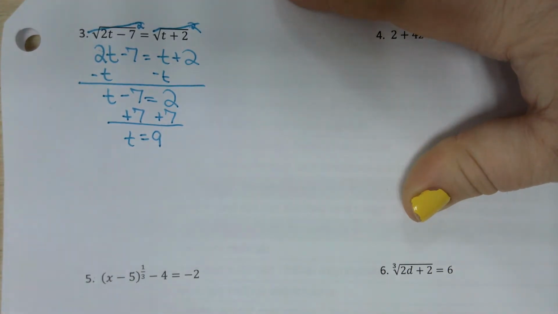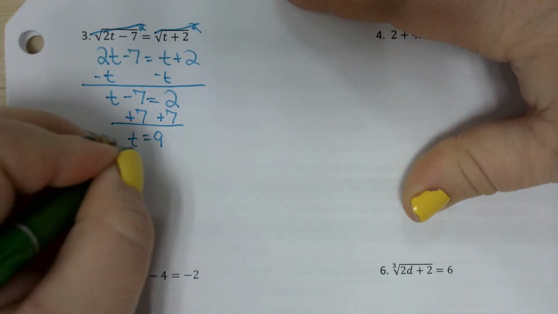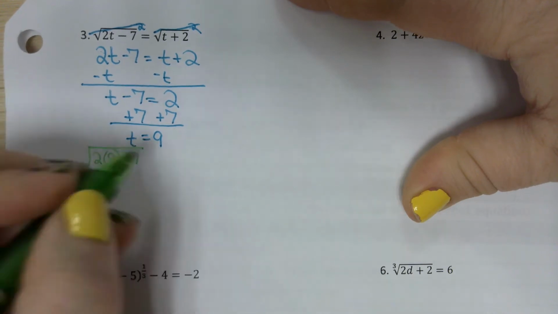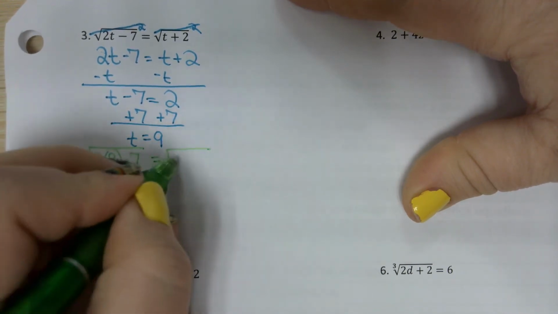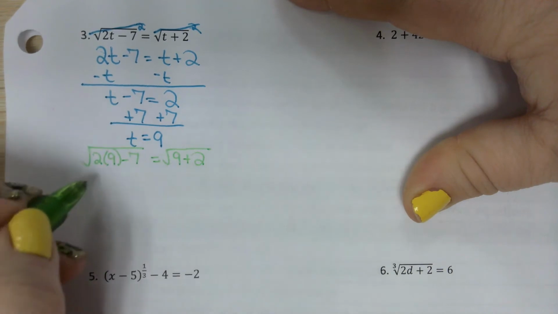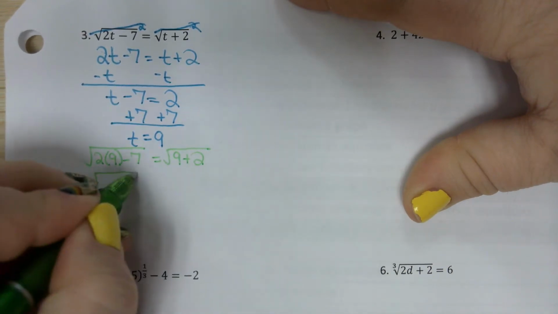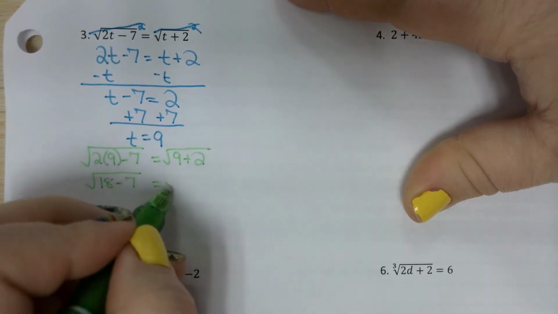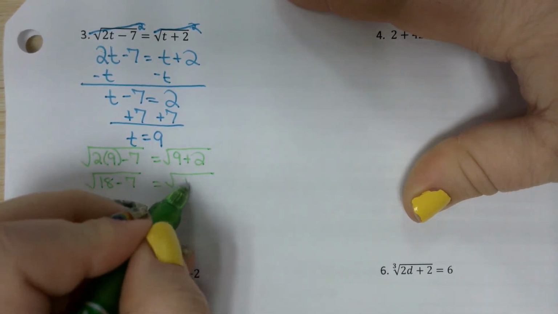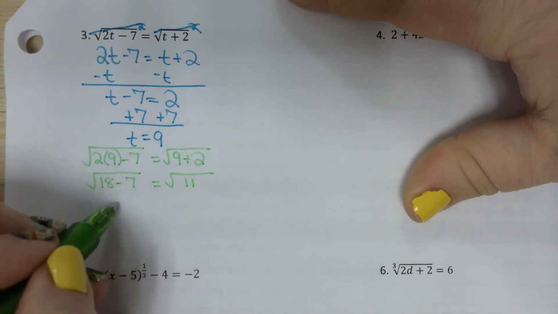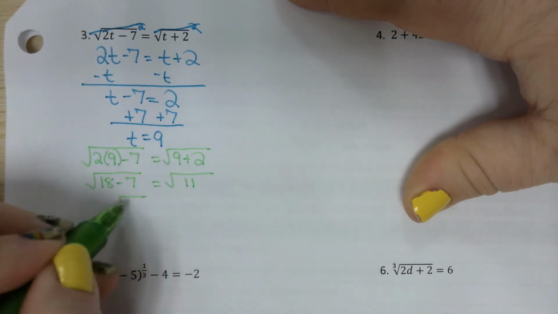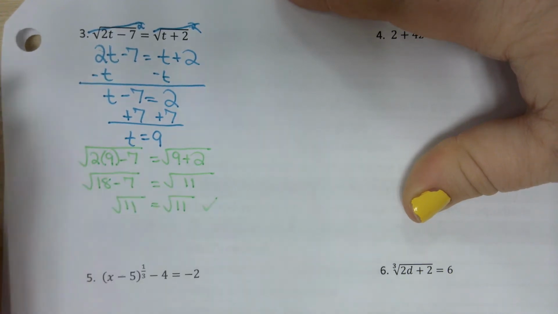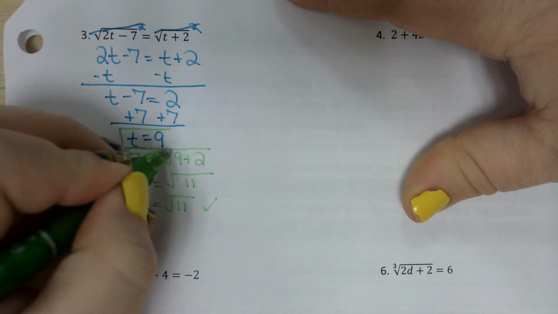Check to see if it's extraneous. Square root of 2 times 9 minus 7 equals the square root of 9 plus 2. 2 times 9 is 18 minus 7, and then square root of 9 plus 2, which is 11. 18 minus 7 is 11, so the square root of 11 equals the square root of 11. It works and is not extraneous.